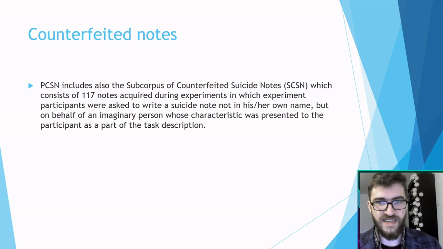So they collected 117 notes through an experiment. They asked participants to pretend they were writing a suicide note, a fake suicide note. And it was not in their own name, but on behalf of an imaginary person whose characteristics were presented to the participants. So basically, those people were producing those fake suicide notes while thinking about a particular other person. So this would perhaps allow us to tell the difference between a suicide note that is original and the one that was made up.